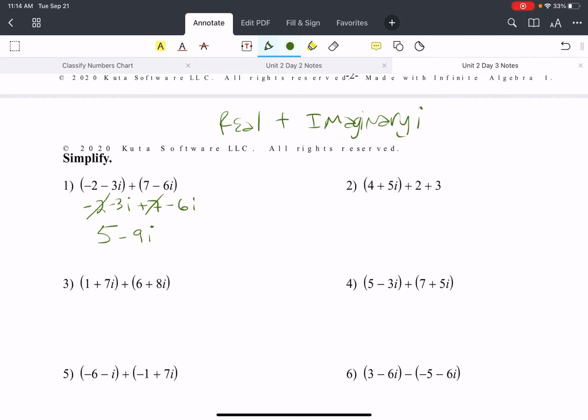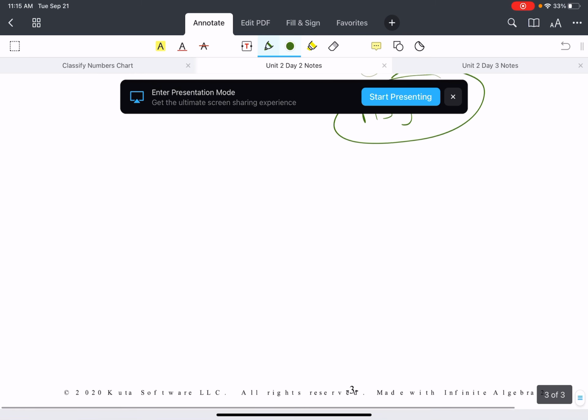Anything else? Okay, let's try another one. How about number 2? Is there anything to distribute in front of the parentheses? Michael, go to the next page, please. 4 plus 5i plus 2 plus 3. Any like terms? Yeah, the 4, the 2, and the 3 are all going to add together, and I get 9. What about the 5i? Anything to add with that one? No, good.